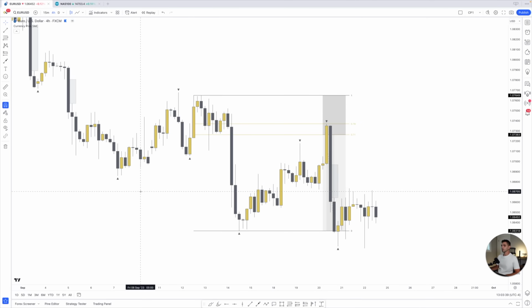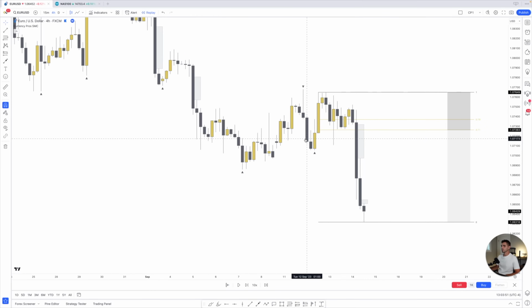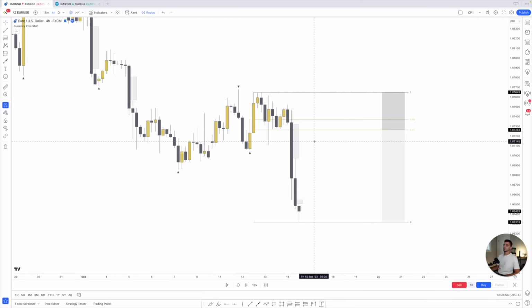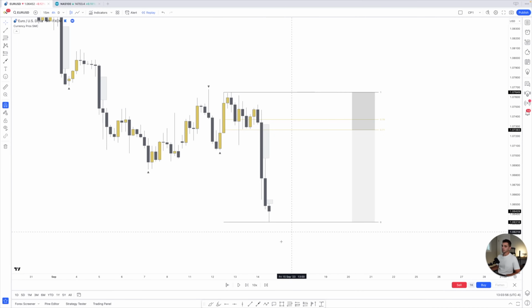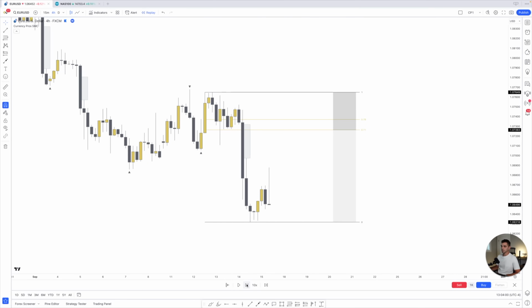So what attracted me to this trade to begin with was this consolidation, pretty much moving sideways, and then this huge bearish move to the downside. Now, just to make things a little more clear, let's use the replay tool here. So this is when I became interested in this trade.